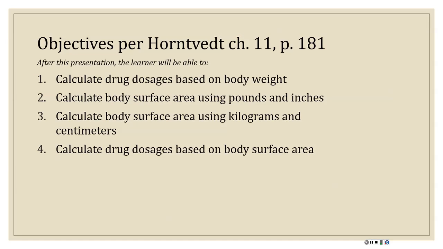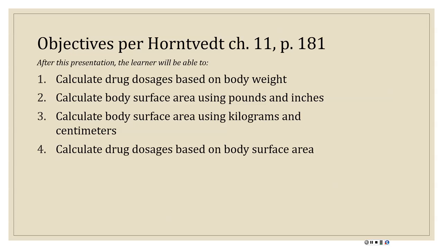So let's look at what our objectives are. We're using our Horntvedt math book, and we're going to use both body weight as well as body surface area today to figure out how much medication to give a client. At some point in these problems, we're also going to be given height and weight, and we're going to use two different formulas to figure out body surface area.